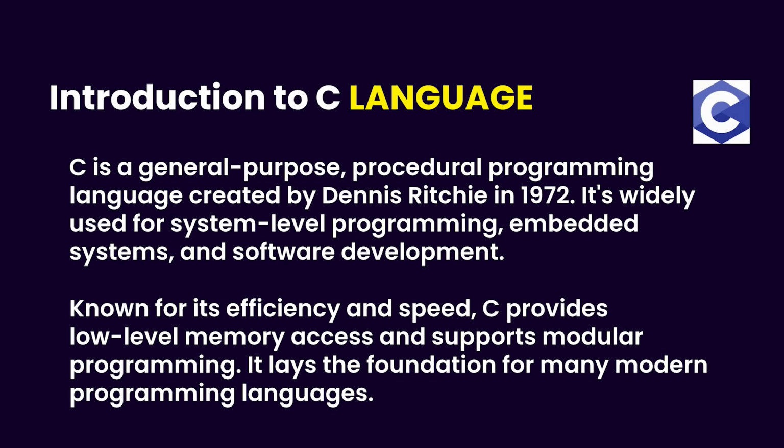C is a powerful, general-purpose programming language that was developed in the early 1970s by Dennis Ritchie at Bell Laboratories. It is known for its simplicity, efficiency, and flexibility, making it one of the most widely used and influential programming languages. Here are some key points about C.